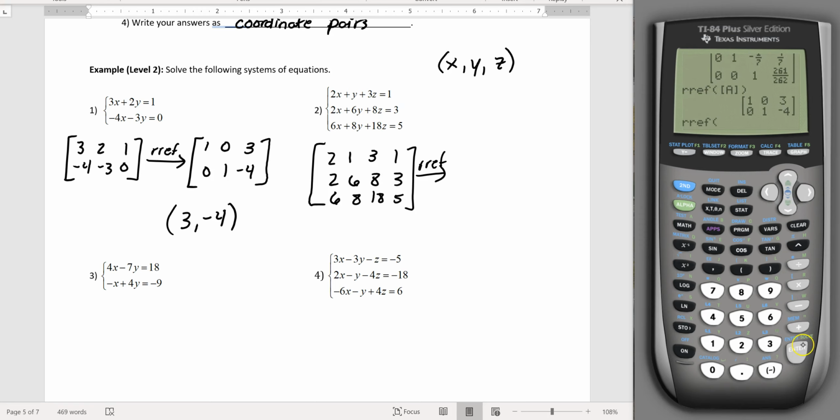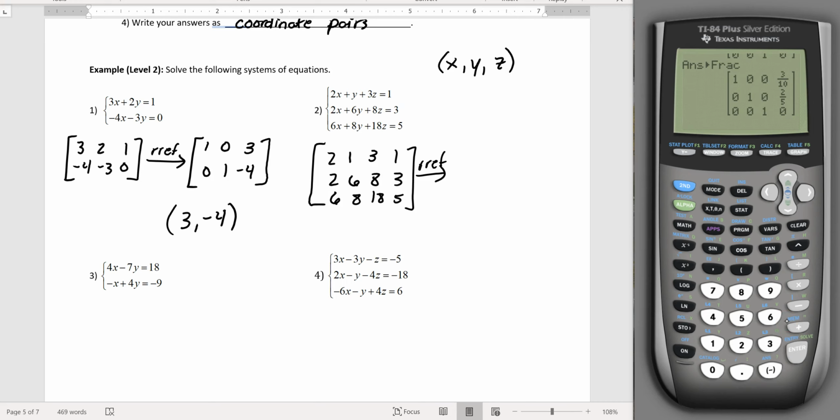Second quit, second matrix, over to math, go down to reduced row echelon form. Second matrix. Oh, I need just the matrix A that we edited. Close the parentheses. Beautiful. Now we do like fractions, so I can math frac. I saw some decimals in there.